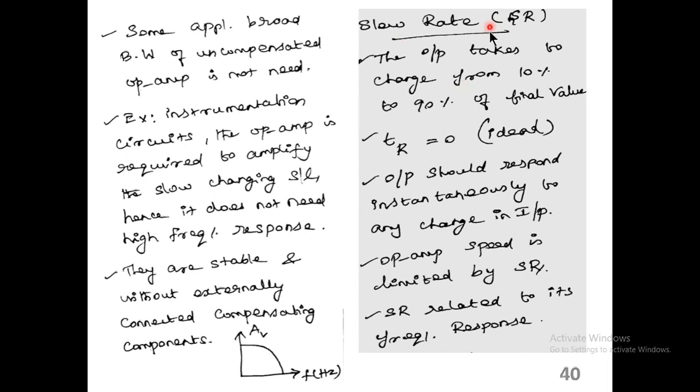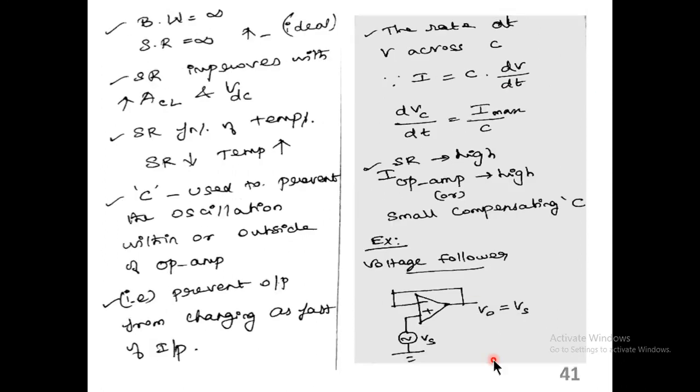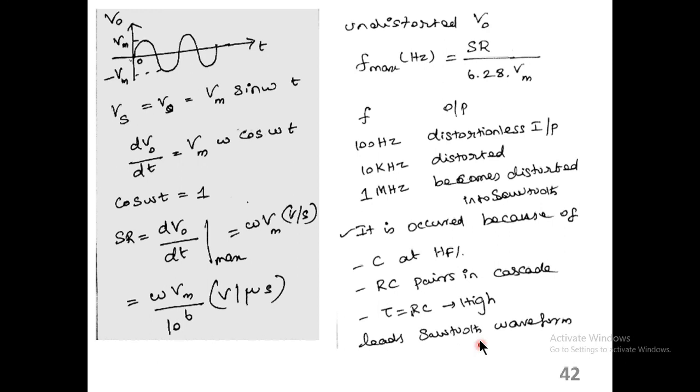Next one is slew rate. The time the output takes to change from 10% to 90% of its final value is called slew rate. An example for this is the voltage follower. The maximum frequency in hertz is equal to slew rate divided by 6.28 times Vm, the maximum voltage. Slew rate can also be defined as dV0, the differential output voltage, with respect to time. Under maximum condition, it is equal to omega Vm, and the unit is volt per second.